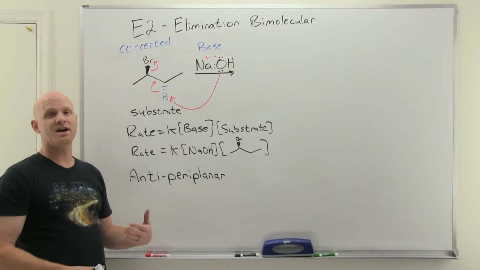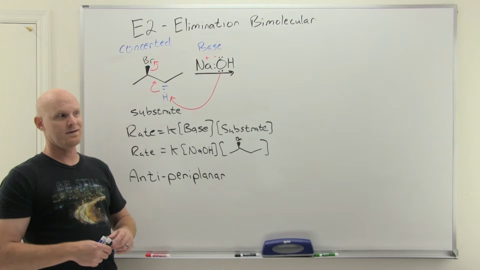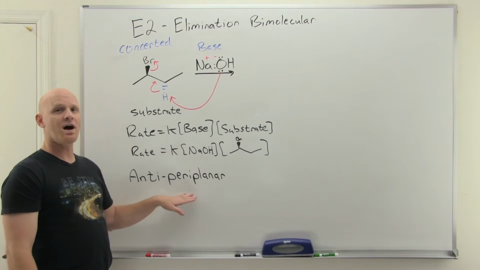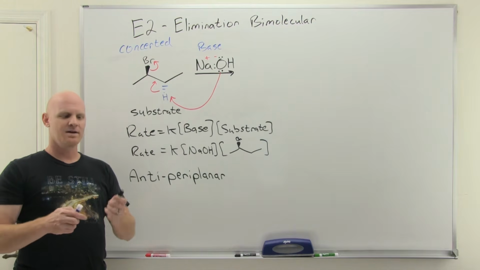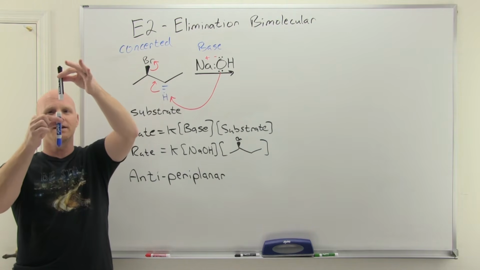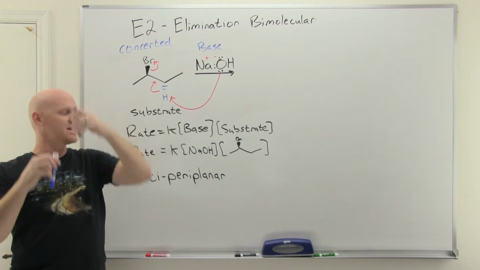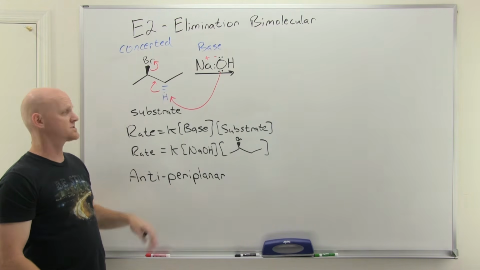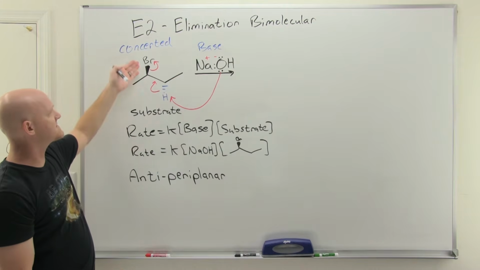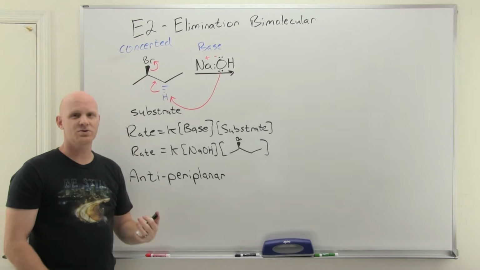So anti-coplanar is the term I learned it with way back in the day. But antiperiplanar is the more commonly accepted term now because it doesn't have to be exactly anti-coplanar, which, again, would be exactly 180 in the same plane but pointing opposite directions. But antiperiplanar means either exactly 180 or at least a little bit close. All right, so this is a stereochemical requirement of an E2 reaction.